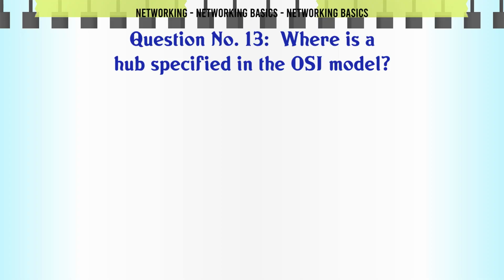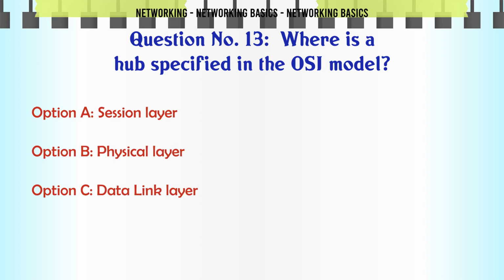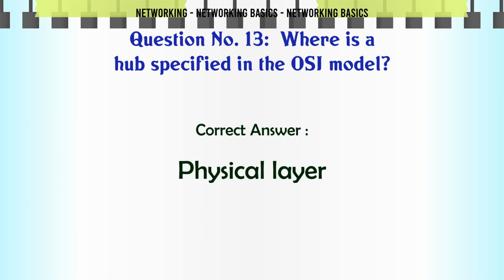Where is a hub specified in the OSI model? A. Session layer. B. Physical layer. C. Data link layer. D. Application layer. The correct answer is physical layer.